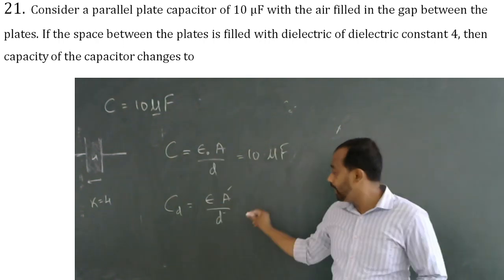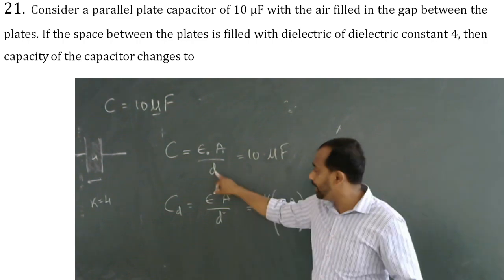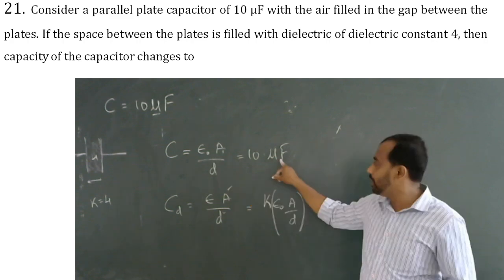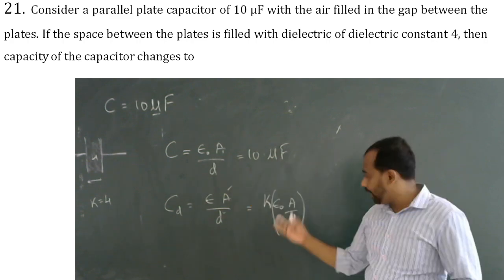We know that the permittivity of the given medium is equal to K times the permittivity of free space, so epsilon will be equal to K into epsilon naught, into the remaining term A by D. But the term in the bracket, epsilon naught A divided by D, is nothing but C, which is 10 microfarad. Hence, substituting the value, C_d must be equal to K into C. You will get 4 into 10 microfarad, or 40 microfarad.